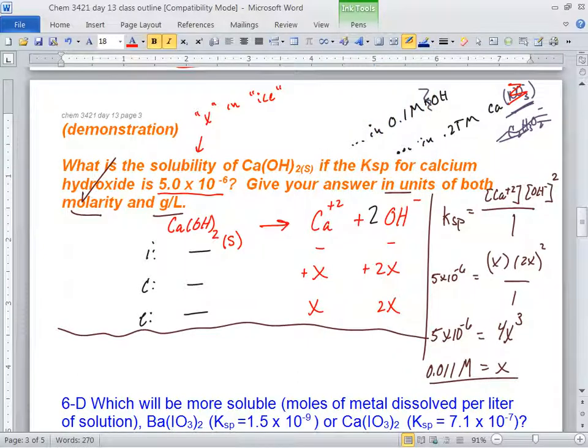Grams per liter. 0.011 big M is the same as 0.011 moles over liters. Okay, so the question comes down to, right, moles of what? Because if you convert those moles into grams, we'll end up with grams over liters and we're done. But moles of what? Yes, the solid. It's moles of the calcium hydroxide. Exactly.